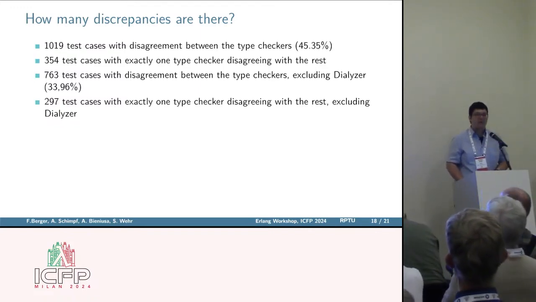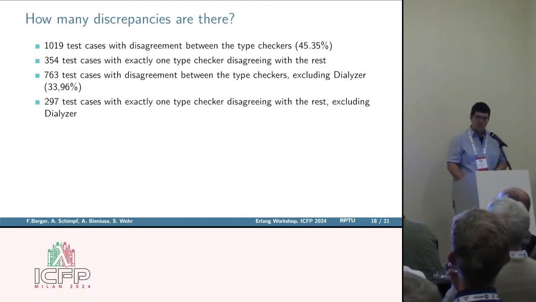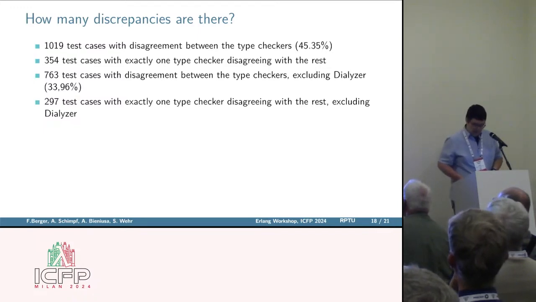Excuse me. So here you have 3 type checkers. How can you have 763 test cases where they don't all agree, but only 297 where one disagrees with the other 2?